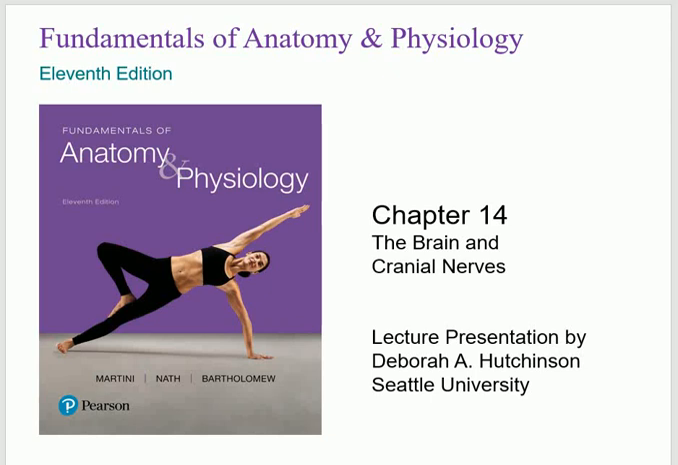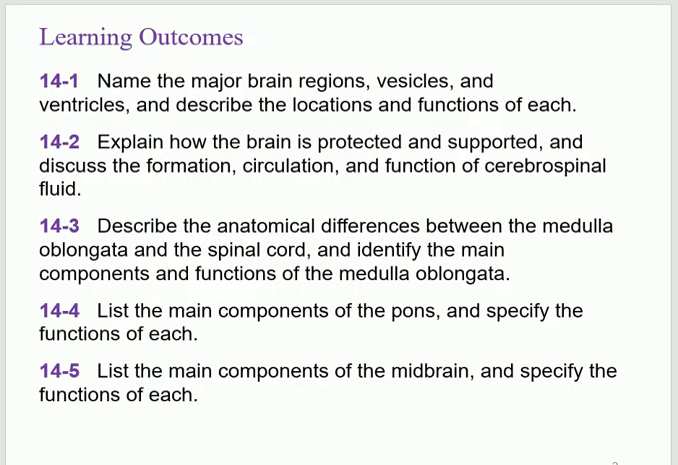Chapter 14, the brain and the cranial nerves. These are the outcomes. We will get into the details of the brain, regions, spaces inside ventricles, the different cranial nerves, anatomical and functional classifications, and the function of each part of the brain.